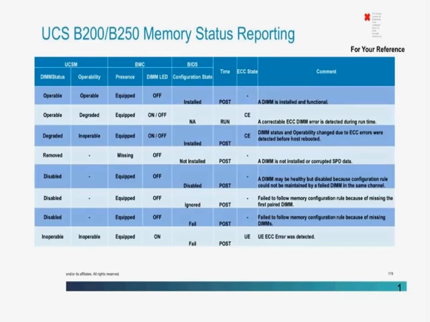In the interest of time, I'll not cover the DIMMs in detail, but you can see what status reporting is done at the UCSM level and the BMC level in the BIOS. If the DIMM is operable, it shows degraded, however it is equipped. That means a correctable error, and you don't need to replace the DIMM. In case it is degraded and inoperable at the UCSM level, that means it has encountered a multi-bit error and might need a hardware replacement.